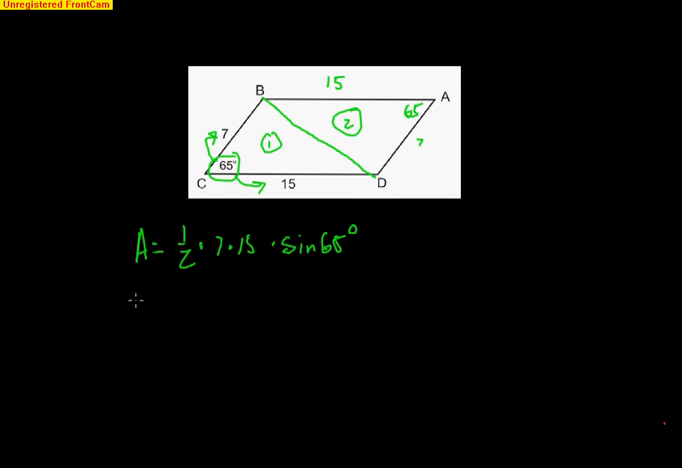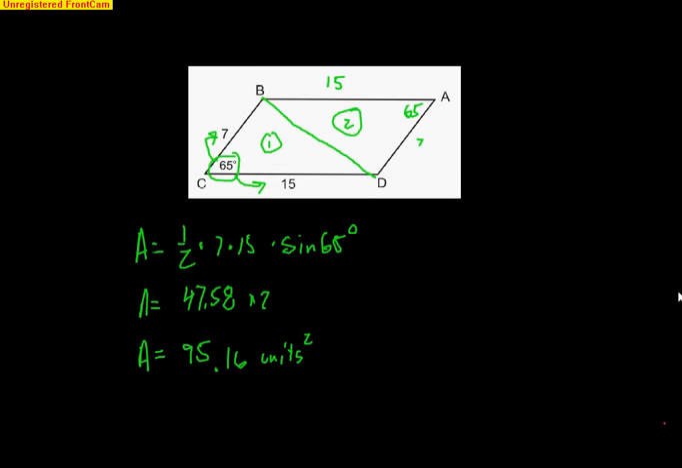And I get that the area of triangle 1 right there is 47.58 units squared. And if I just double that, because that would be the area of triangle 2 as well, the total area of the entire parallelogram would be 95.16 units squared. So really easy formula. It's all based on an angle and the two sides that create it.